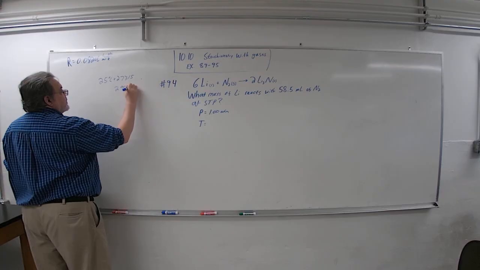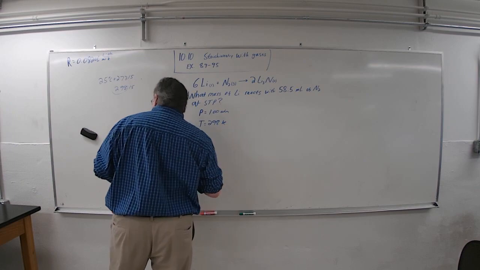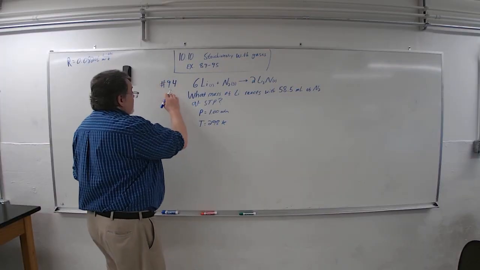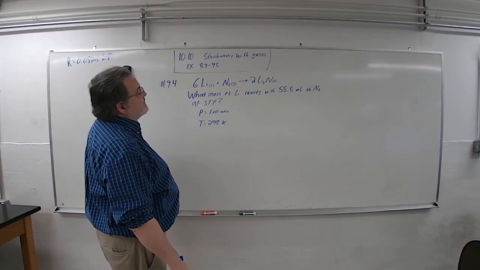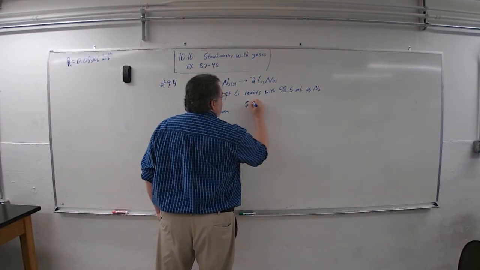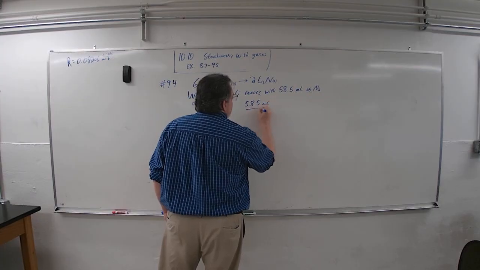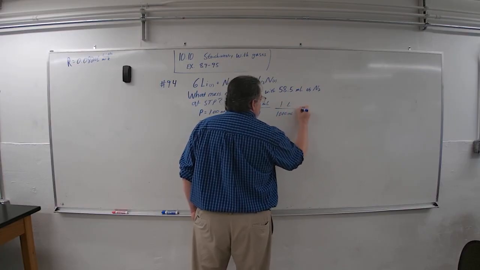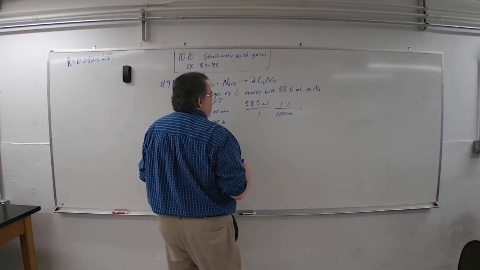298.15. So we'll use 298. I hope that's what your book says, so you can solve 95 and see the correct answer. Massive lithium reacts. Okay. So first we're going to find moles. Let's get our volume in liters. Divide by 1,000.